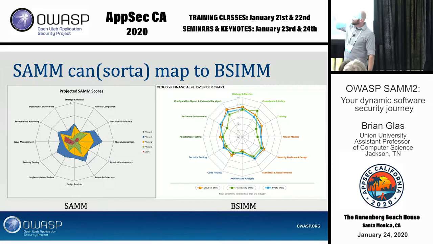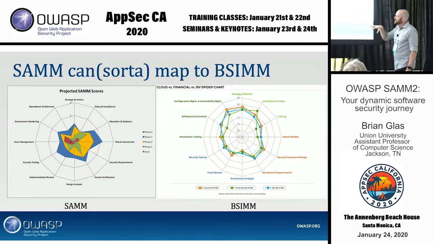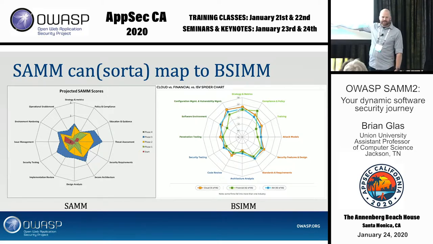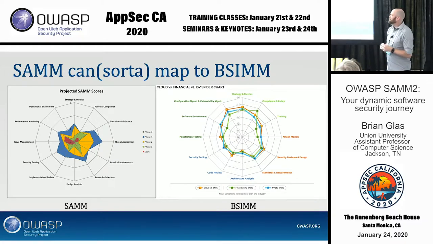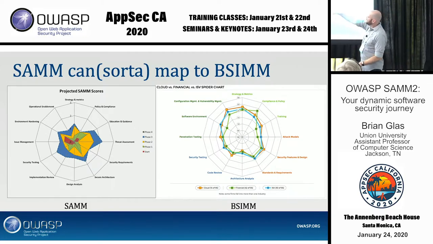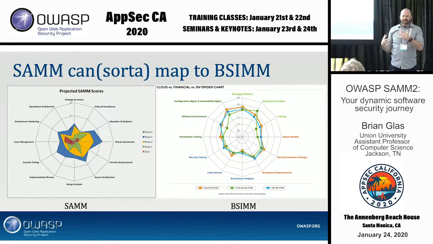So I added something in here. Historically, because everyone asked me this question, everyone knows what BSIMM is, right? Can SAMM map to BSIMM? Because we want a comparison of some sort. Historically, it could. So look at the top here. I don't know if you can read it, it's a little small, but strategy and metrics for SAMM. Huh, BSIMM has strategy and metrics. Policy and compliance. Well, it's compliance and policy, but you know. Education and guidance, training. Threat assessment, attack models. Security requirements, security features, and design. So you can tell, and you start wondering, hey, they're remarkably similar.